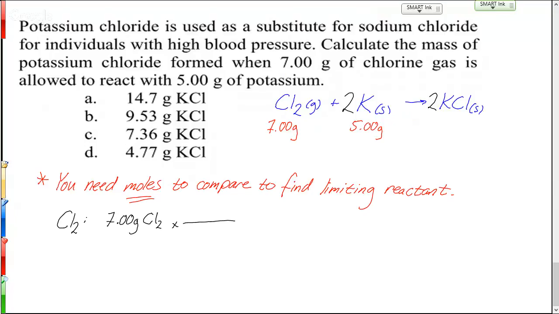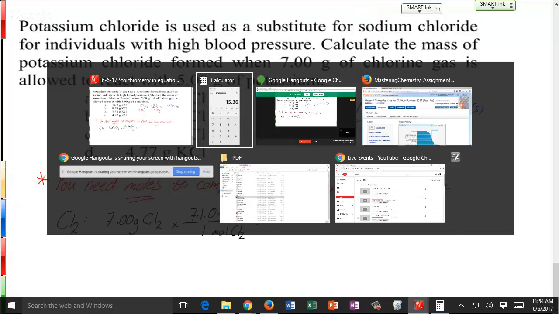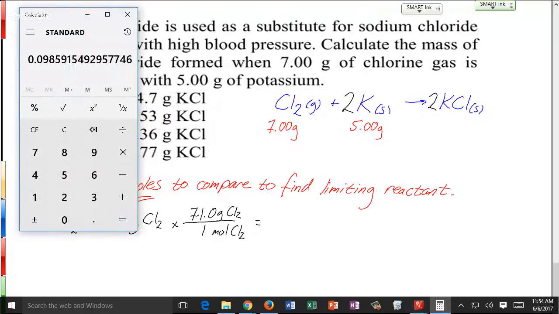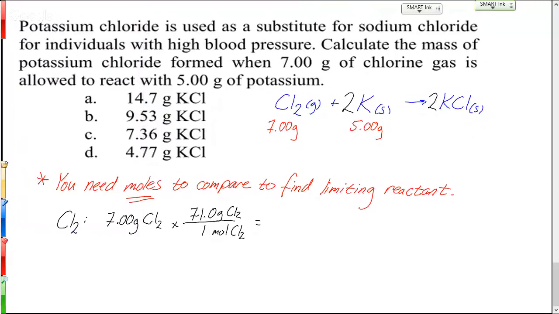So each chlorine is 35.5. So that means Cl2 is going to be 71. It's about 1/10. Okay. And let's look at the other one. So 5 grams of potassium. Each potassium is 39.1.